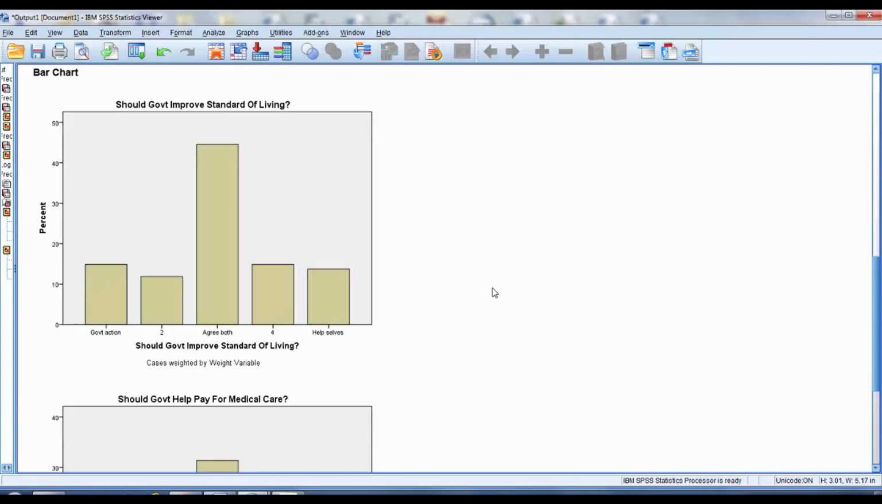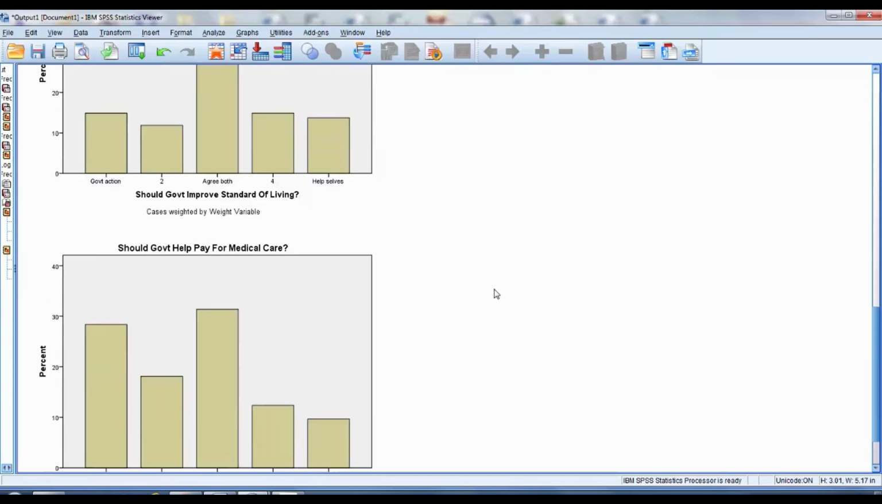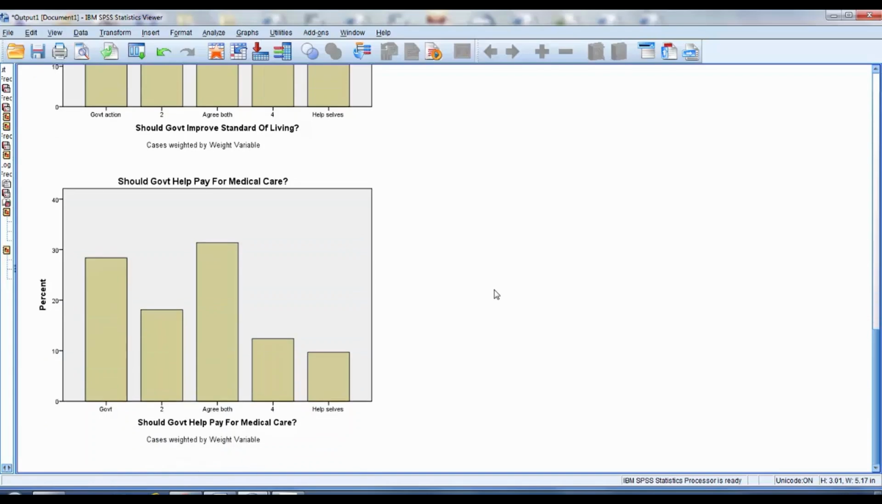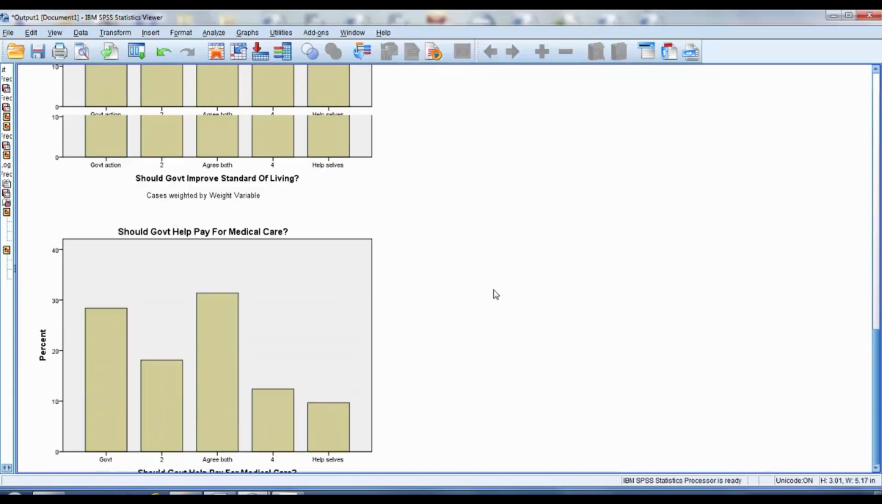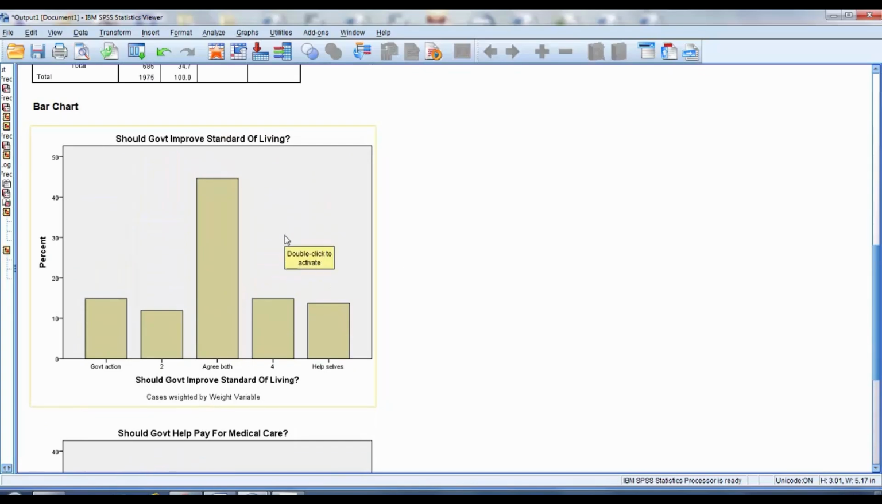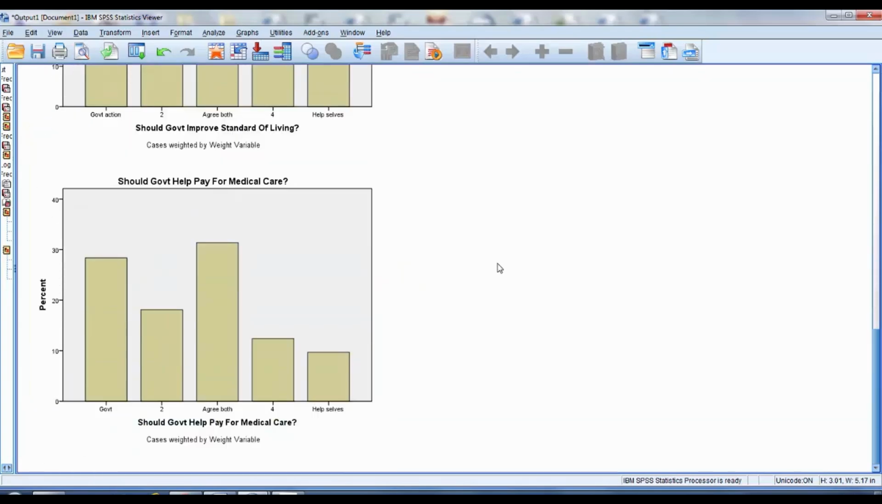Let's go down here and look at this companion variable. Should the government help pay for medical care? Well, here, notice, in contrast to help poor, help sick is more spread out. There's more variation in the opinions of people on this. Although you can see by a nose, so to speak, agree with both is the modal value. And as we'll see in a minute, agree with both is also the median of this variable.